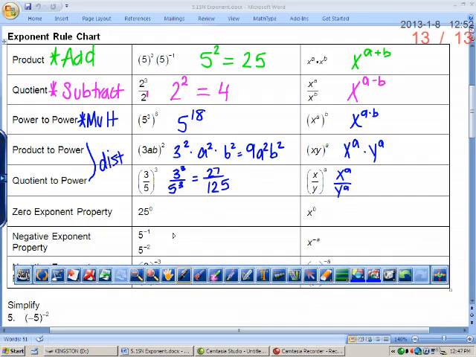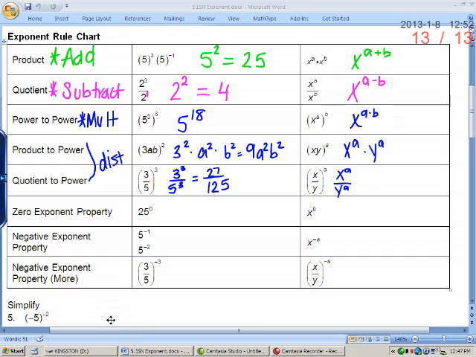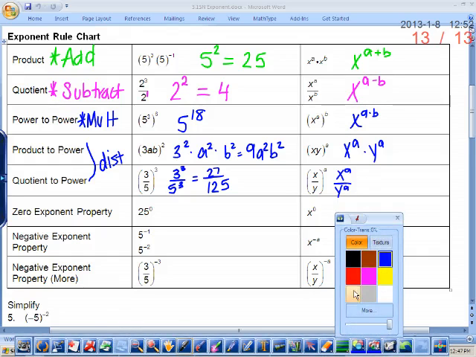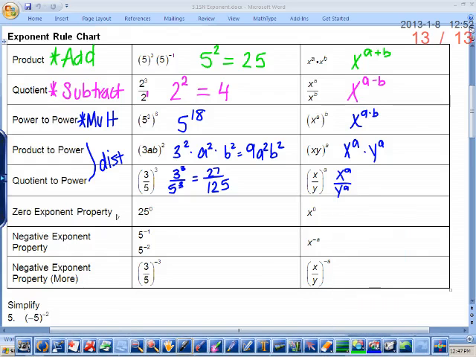Okay? All right. Zero exponent property. Anytime you have an exponent of 0, what do you know? Equals 1. So 25 to the 0 is 1. X to the 0 is 1. Anything to the 0 power is 1. Is even 0 to the 0 power 1? Mm-hmm.